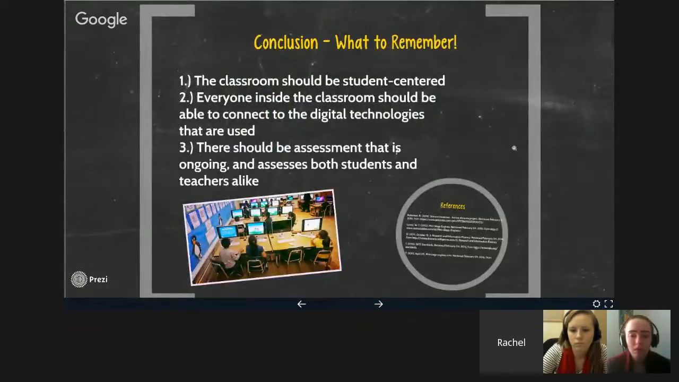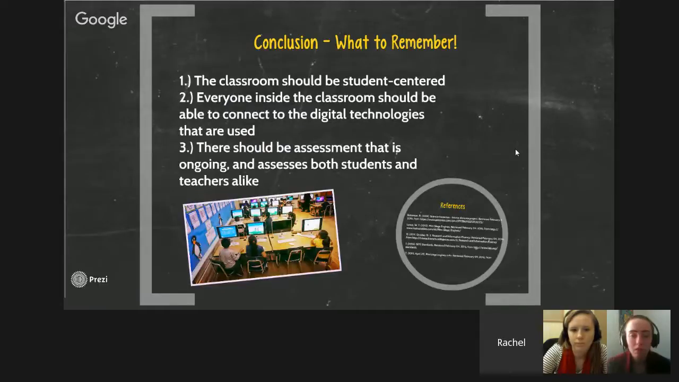The conclusion, what to remember. Number one, the classroom should be student-centered. I took most of my conclusion ideas from the essential conditions that we talked about because I thought they were pretty important. And student-centered was on there. You need to make sure that your students are your central focus. You're not just creating something where you're telling students, from a teacher-directed standpoint, go do this, look this up, and do this. It should be student-centered. They develop their own plan of how to research online, how to do things such as that.